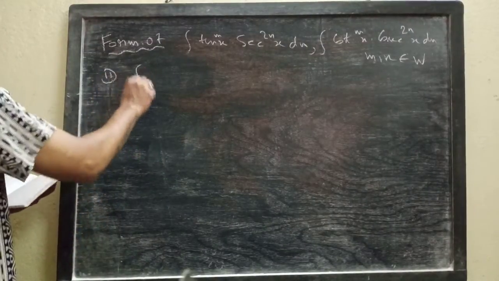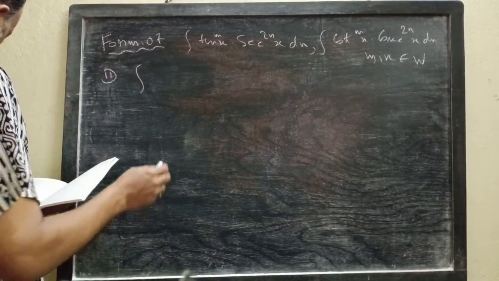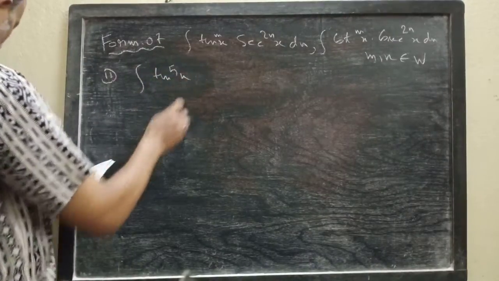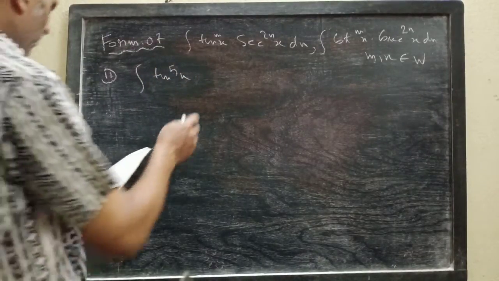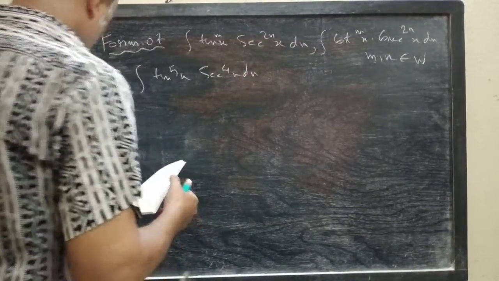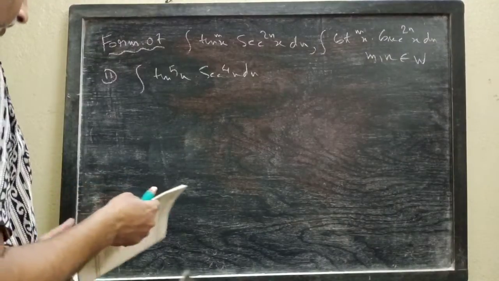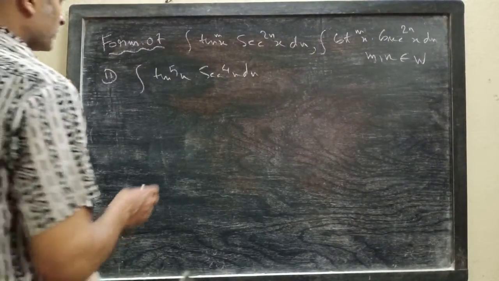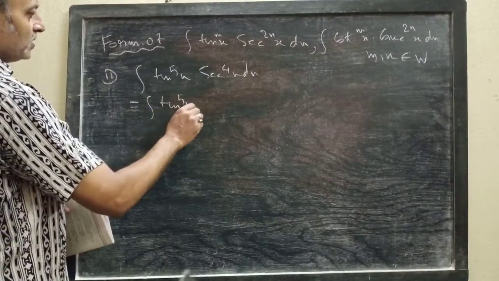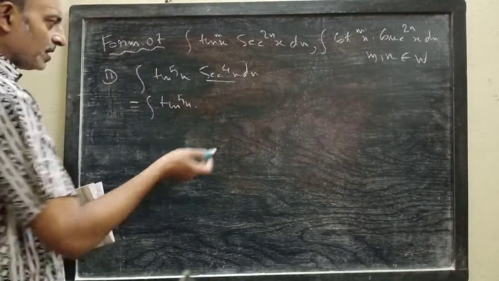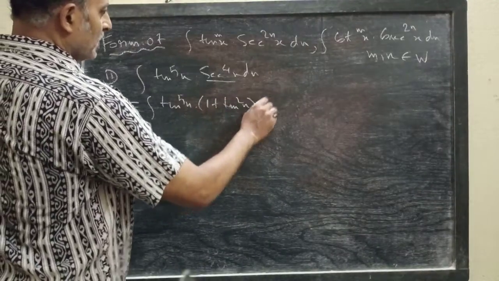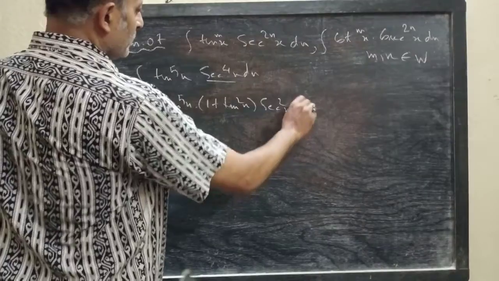Number 11, let me do this for you. The integral of 10 to the power 5x into sec to the power 4x dx. Keep this 10 to the power 5x unchanged. Split sec to the power 4x into 2 sec square x. The first sec square x I am writing as 1 plus tan square x, and this sec square x remains unchanged.